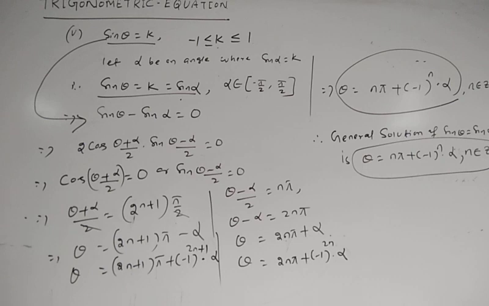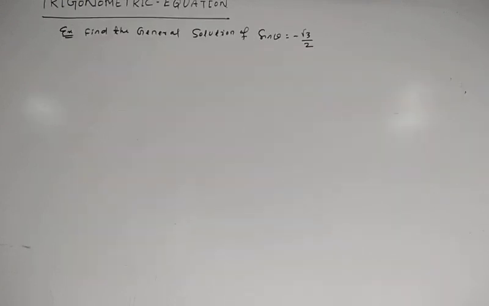This is the formula of general solution: sin theta is equal to sin alpha, then theta is equal to n pi plus minus 1 to the power n into alpha. Now we do some problem. For example, find the general solution of sin theta is equal to minus root 3 by 2.